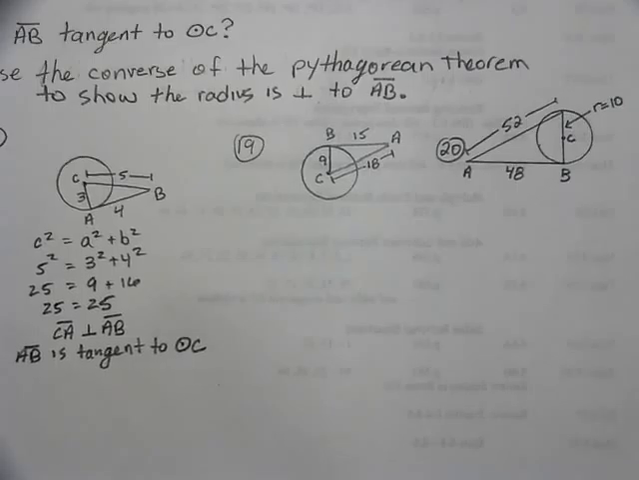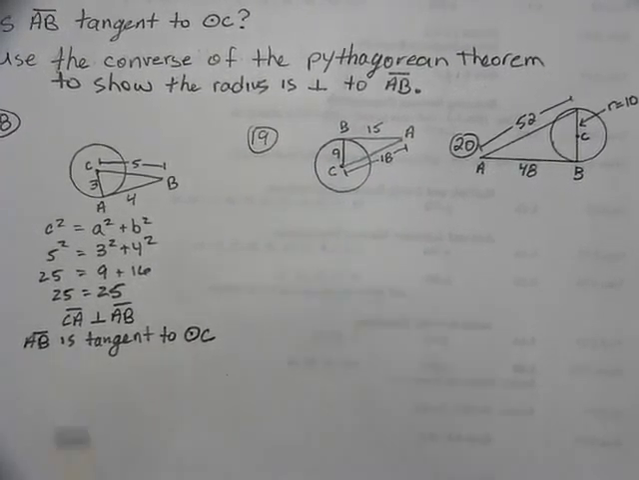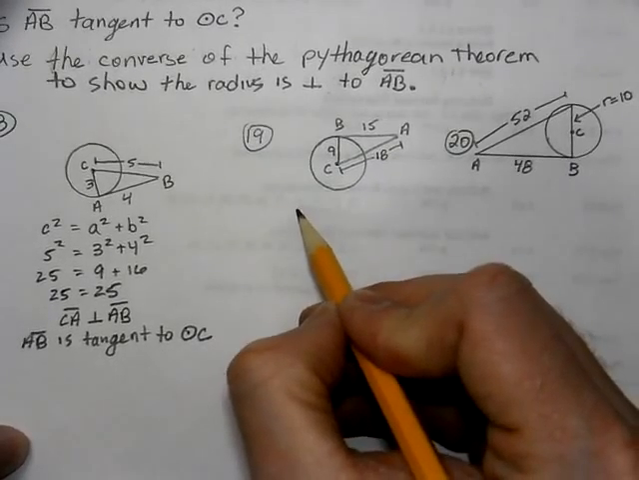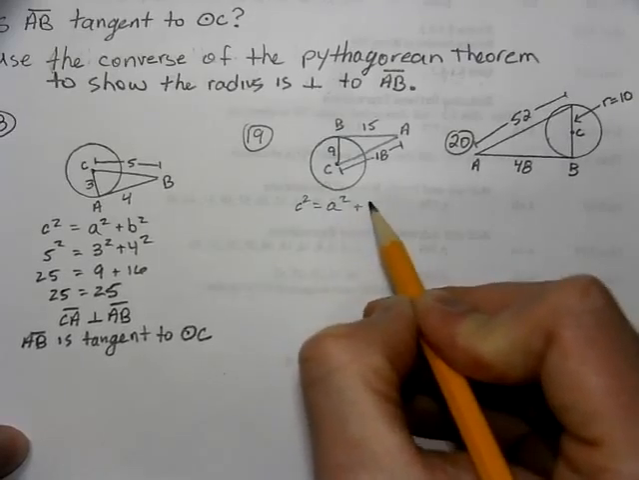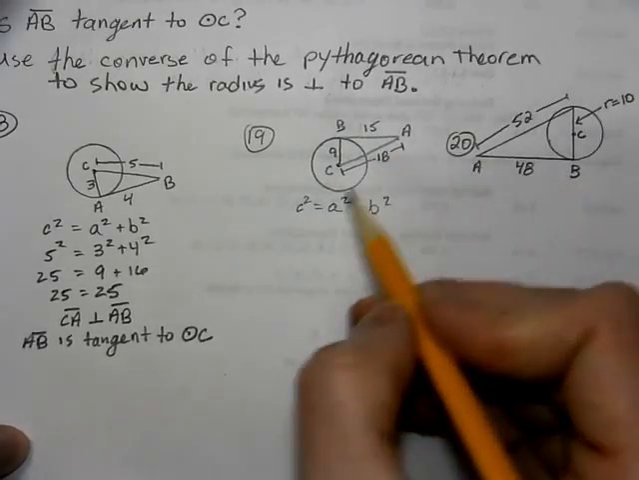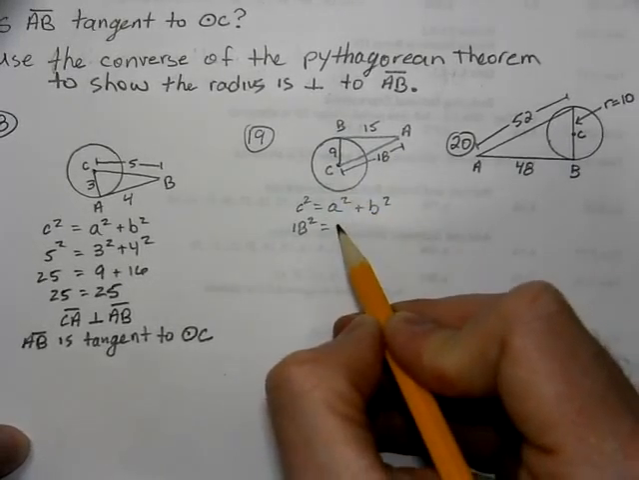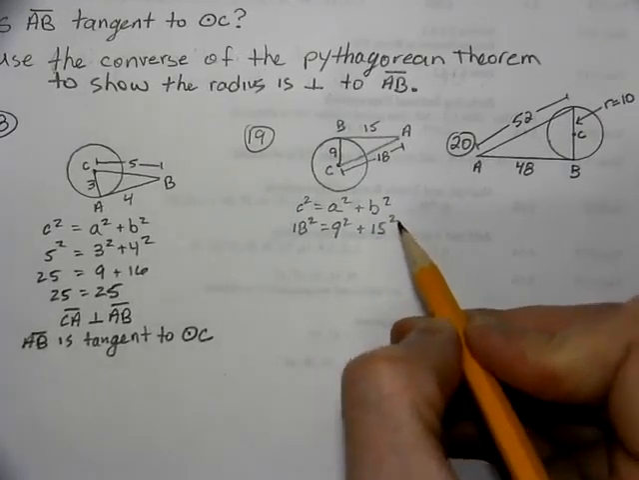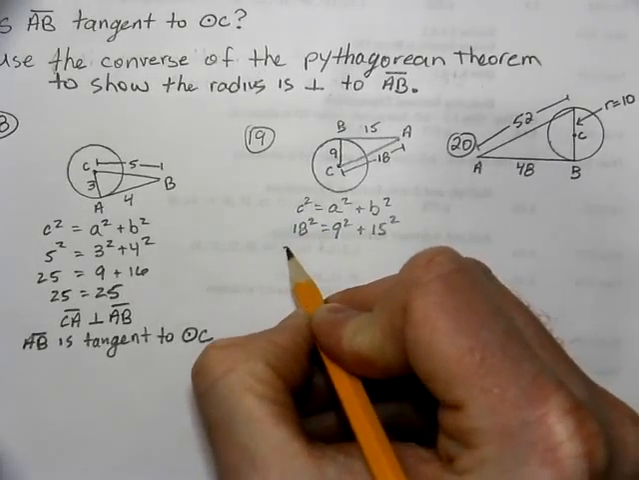Circle C. There's your notation for how to represent circle C. You actually make a little circle with a dot, and then you put the letter of the center. On this side, we have our C squared equals leg squared plus leg squared. So our hypotenuse in this case is 18. 18 squared is our 324.